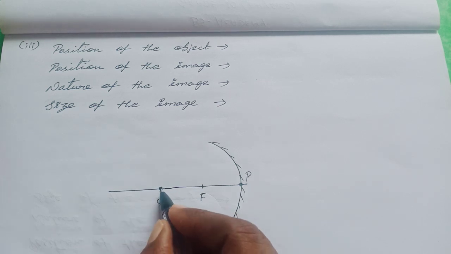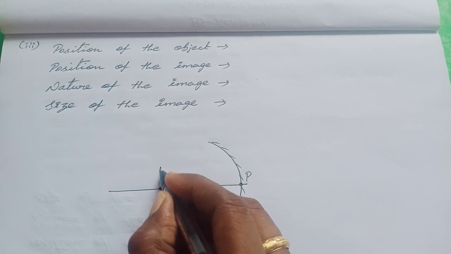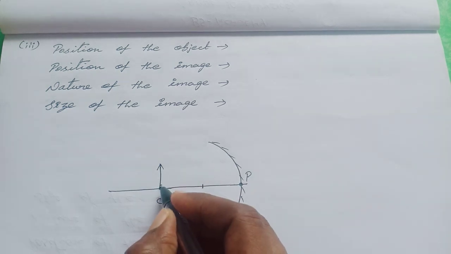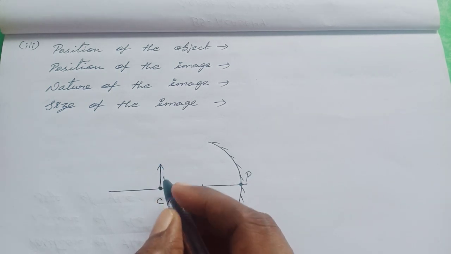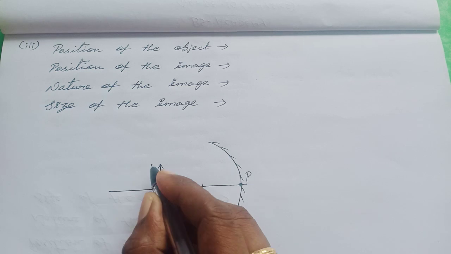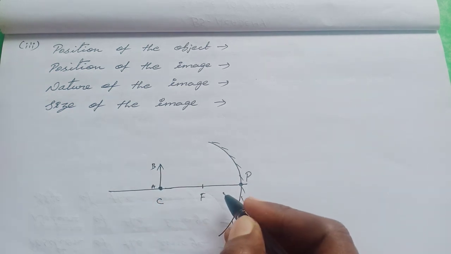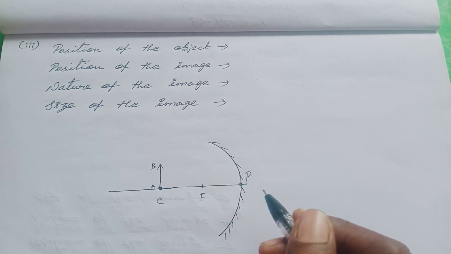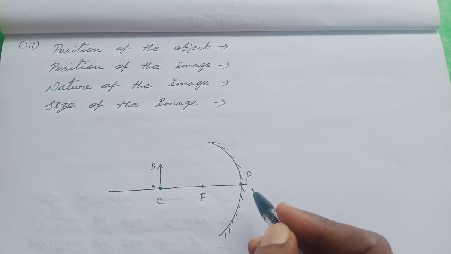So now in third case, imagine that the object is placed at the center of curvature, that is C. We know the position of the object is represented by the upward arrow mark. So this is the object. You can represent it as AB. Now we are going to find where the image will be formed. So for that we have to draw the ray diagram.